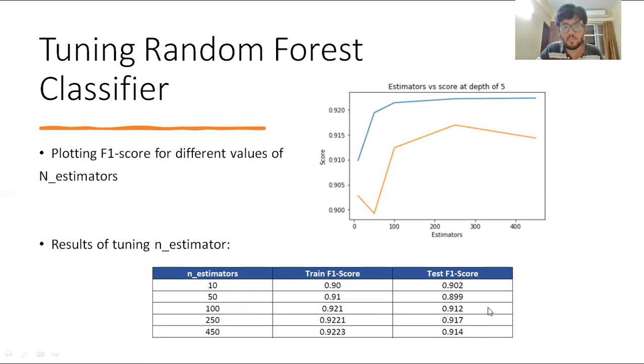And as shown in the table below, we can see that at the value of 250 estimators, we get the highest F1 score. And we ran multiple iterations, and these are the number of trees for which we ran it, and this was the corresponding F1 score graph. And graphically, and from the table also, we can see that at n_estimators of 250, we get the best performance.